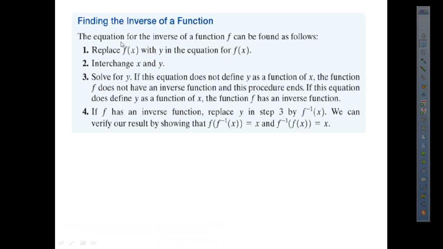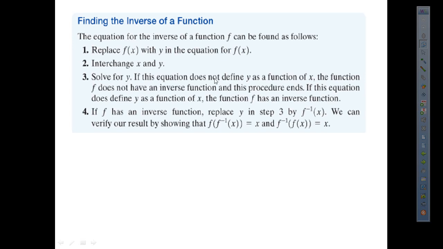All right, now to find the inverse of a function if we don't know it, we are going to have to go through a series of steps. First one, we're going to replace our f of x, or whatever our function notation is, with y in the equation, and then we're going to interchange our x's and our y's. Then we're going to solve for what the new y is.